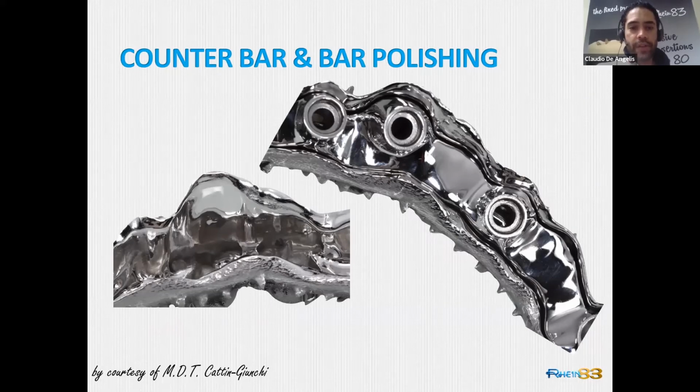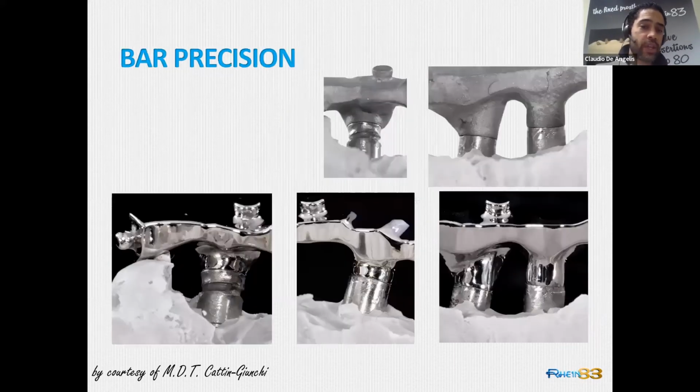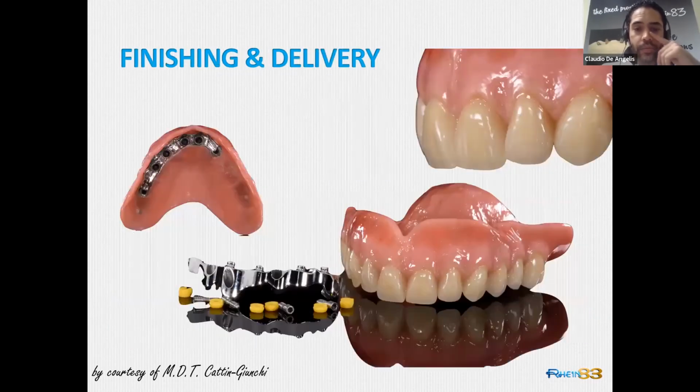Here, the fitting of the bar and the contour bar from the gingiva point of view, let's say, and you can see how they are into a perfect polishing of the bar, because you always need to remember to give a well-polished bar, okay? The precision over the analog is also a vital part of this bar. And after that, you just need to finish your denture and to deliver the processes.